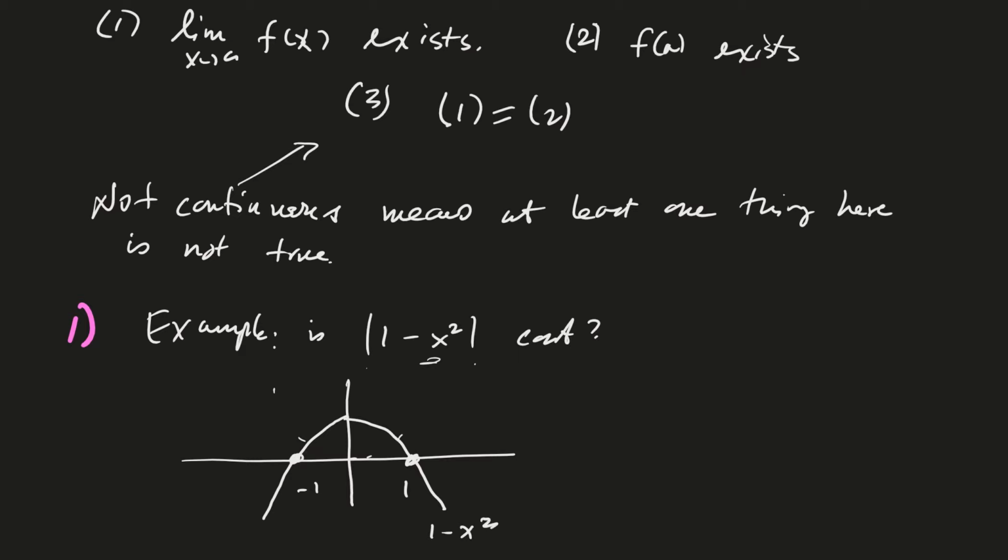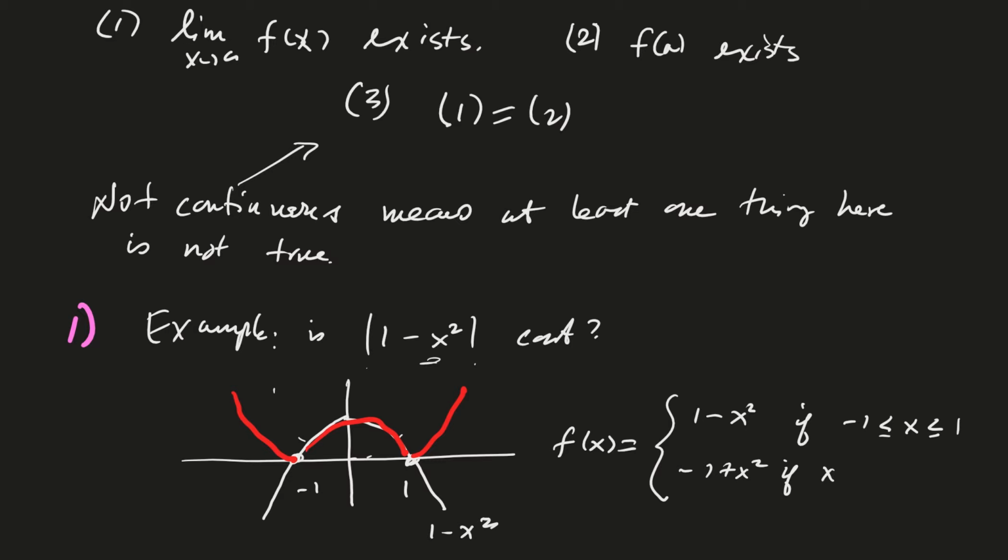And so how would I get the absolute value from that? I think we graphed these before. This part stays the same, but then this part gets flipped, and this part gets flipped. And so if we were to write the definition over here, f of x equals 1 minus x squared if x is between or equal to minus 1 and 1, and then it's minus 1 plus x squared if x is less than minus 1 or x is greater than positive 1.